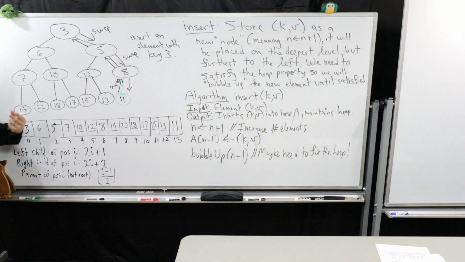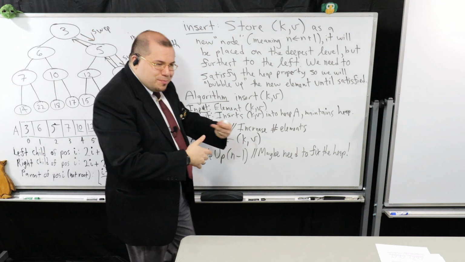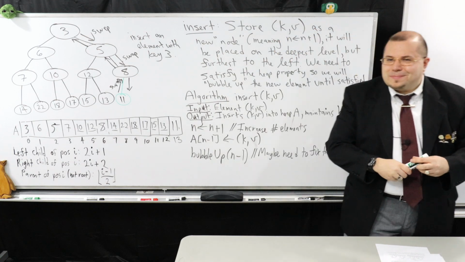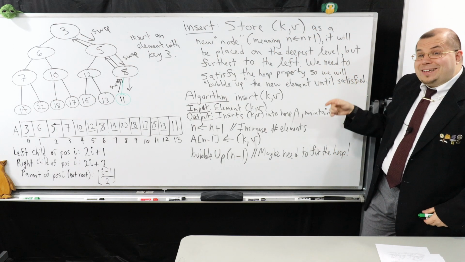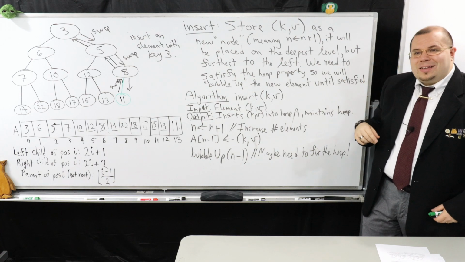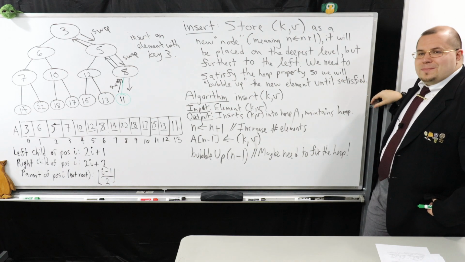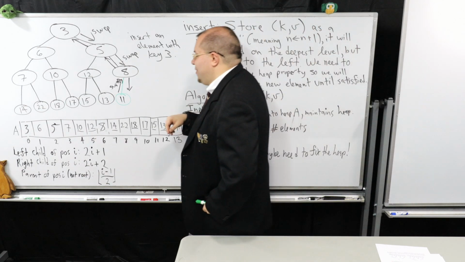So have I convinced everybody that this bubbling process won't mess anything up? Whenever I do a swap, I always replace it with a key that's smaller. That's how we know it's going to still be fine.